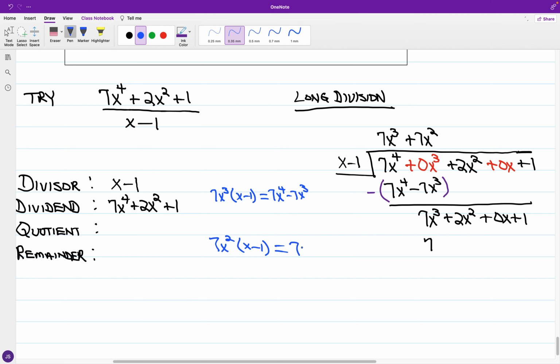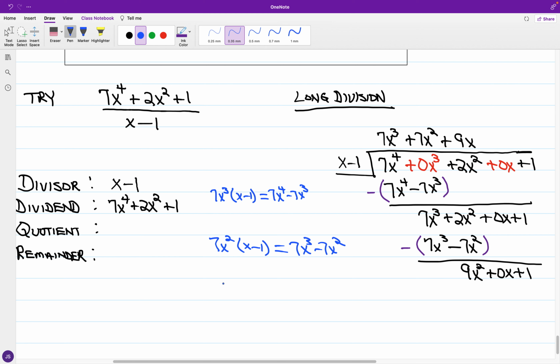Taking what we have now, so got 7x cubed minus 7x squared. So I'm going to place this directly underneath the like terms that have spun off from the dividend. Okay, so here we have 7x cubed terms will go out. Now we got 2x squared minus negative 7x squared. So this will change over to adding. So this will become 9x squared plus 0x plus 1.